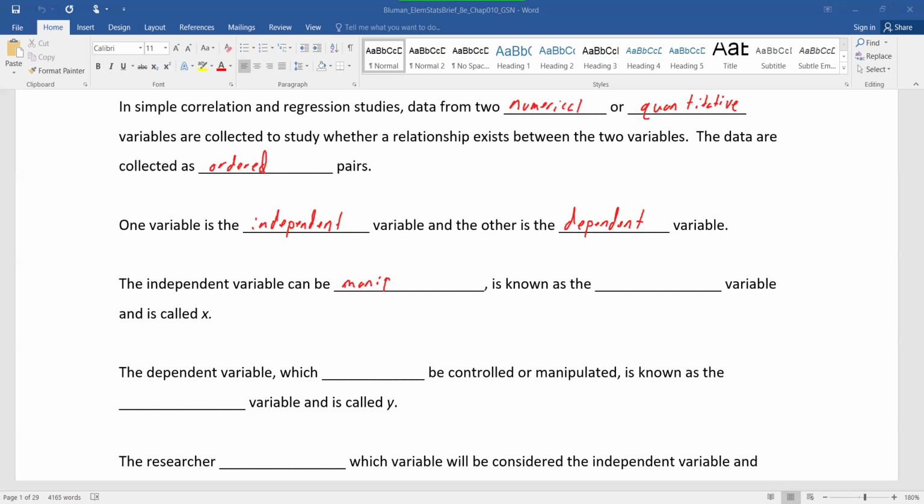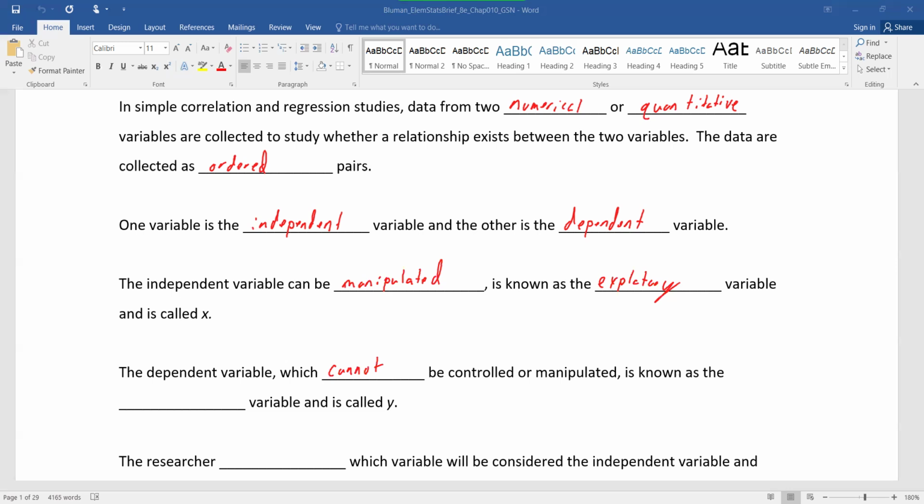We learned this a few chapters ago. I can change something about the independent variable, and it is known as the explanatory variable, and is also used as the x. The dependent variable cannot be controlled or manipulated. You're going to change something with the independent, and whatever that change is will then adjust the dependent, depending on what you did to the independent, because that's what you're going to be trying to test.